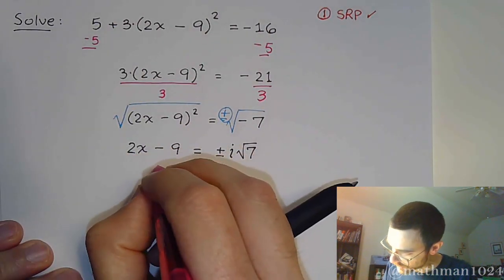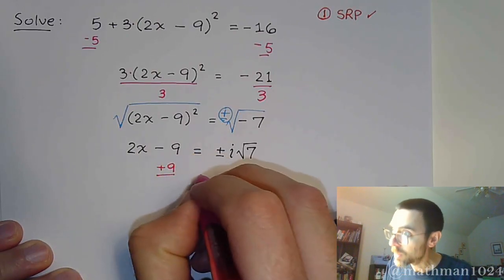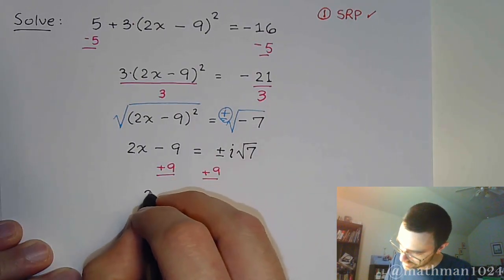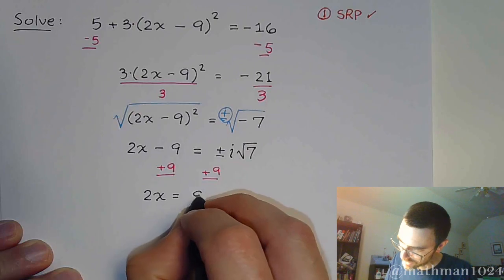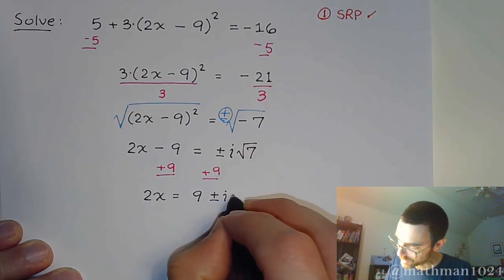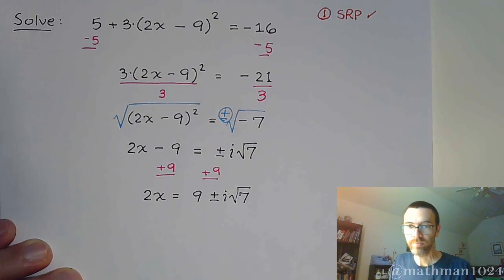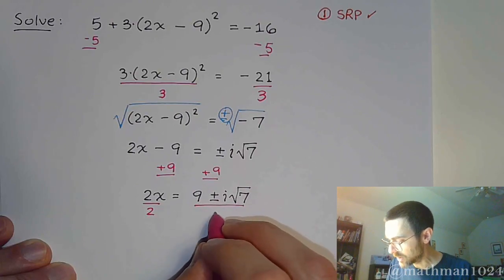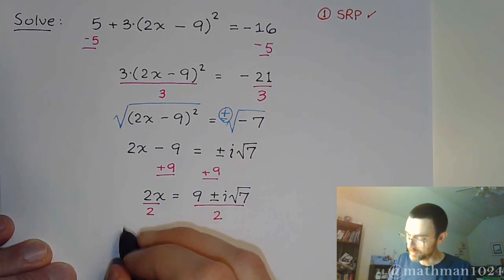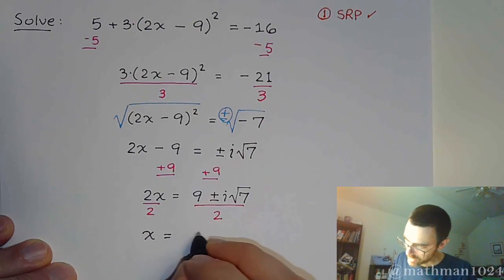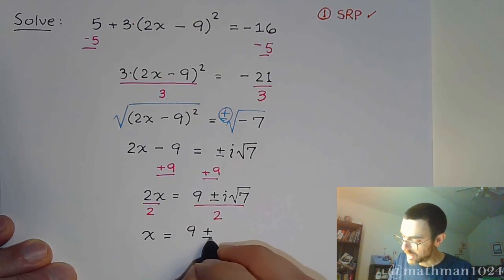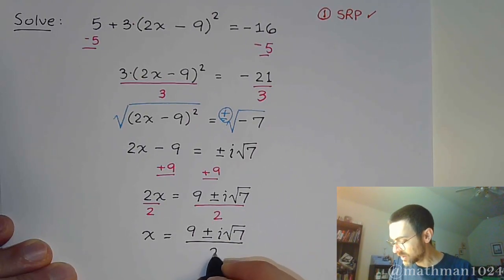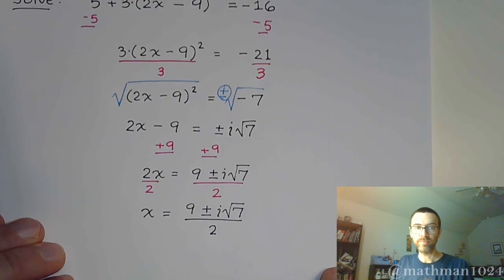All right, 2 more steps and we're done. We add 9 to both sides. So 2x is equal to 9 plus or minus i square roots of 7. And then we can finish by dividing both sides by 2. And there's no more simplifying that we can do. 9 plus or minus i square roots of 7, all divided by 2.